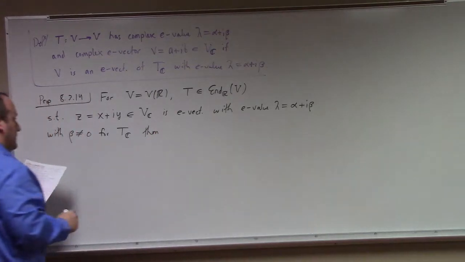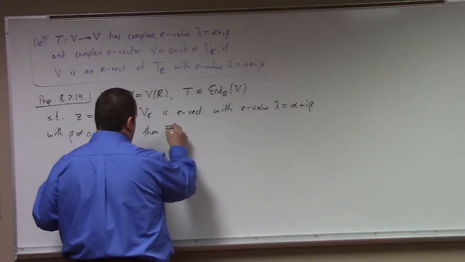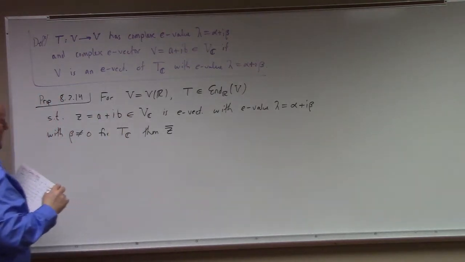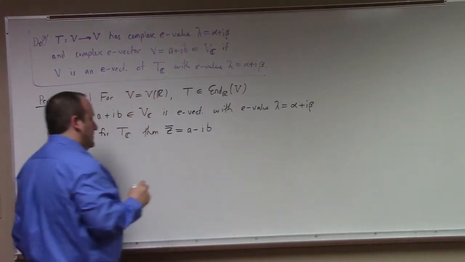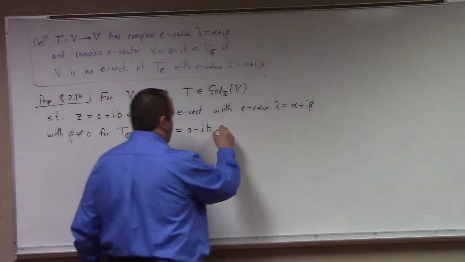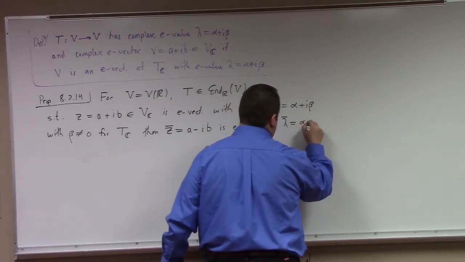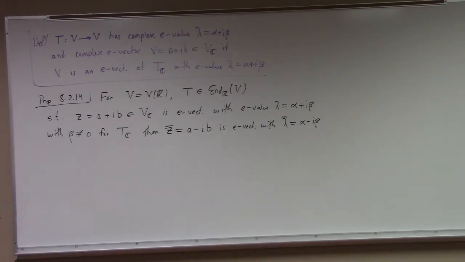then z bar, and you know what, let me change that to a plus ib, okay? Not x plus iy, but a plus ib, all right? Then z bar, which would be a minus ib, the so-called complex conjugate, is an eigenvector with eigenvalue lambda bar equal to alpha minus i beta. In other words, if we have a complex eigenvalue and complex eigenvector for a real transformation, then there is a conjugate pair. There's a corresponding conjugate eigenvalue with conjugate eigenvector. They come in pairs, right?